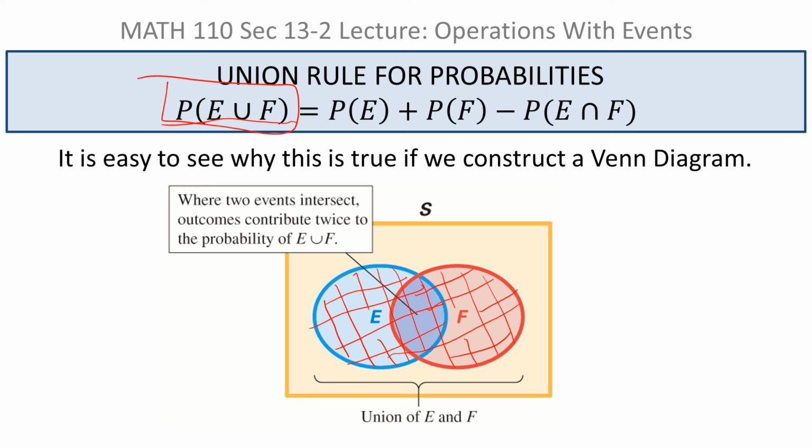And so if you just compute the probability of E, you're getting the part that's in the blue circle. If you do the probability of F, you're getting the part that's in the reddish colored circle. But what's happened is you've taken the overlap and counted it twice. So this overlapping region, which is the region where E and F intersect, has gotten counted twice. It got counted as a part of circle E, but it also got counted as a part of circle F. So that's why you have to subtract off one of them. You've counted it twice, so you've got to subtract one occurrence back off again. So that's just a visual way of seeing why the union rule for probabilities has to be what it is.